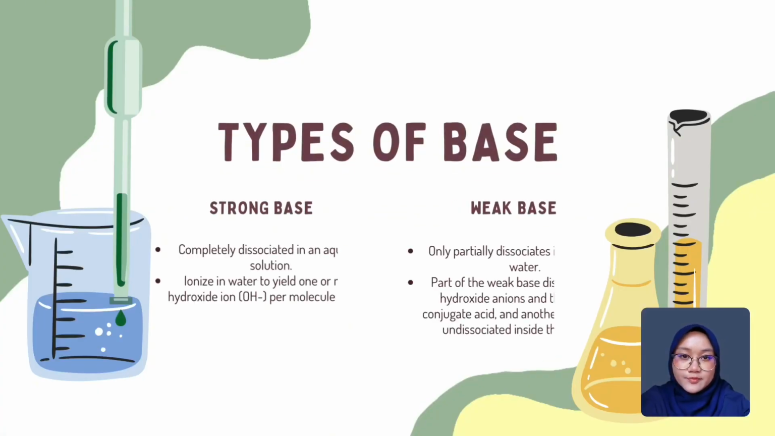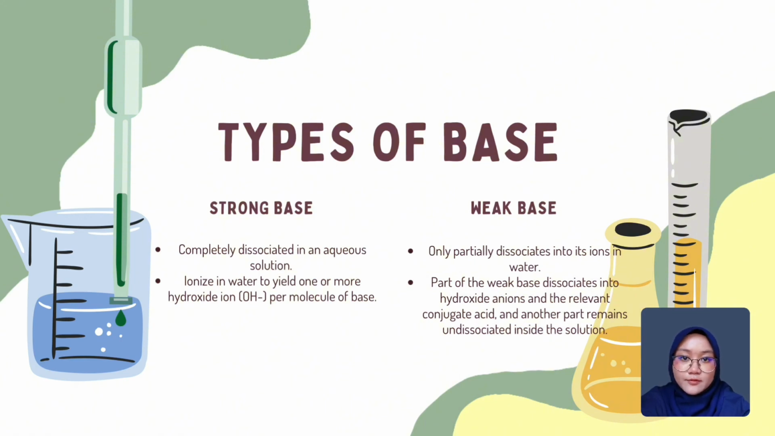Next is the types of base. Generally, there are 2 types of base. The first one is a strong base. A strong base is a base that can completely dissociate in aqueous solution. This compound ionizes in water to yield 1 or more hydroxide ions per molecule of base.